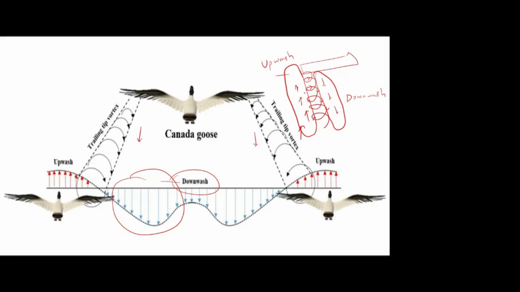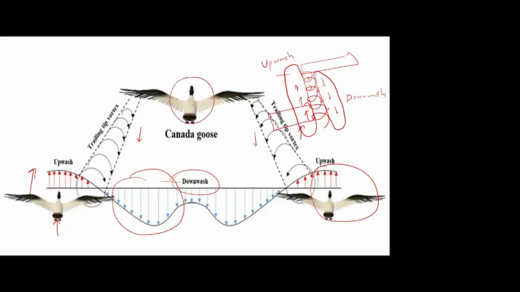Now, what happens if some other bird is flying in this upwash region? That bird will get the additional upward push. See here, this bird is flying in this upwash region, so it will get the additional push. So with less effort, it can easily get sufficient lift, so it can fly for a longer distance. On this side also, one bird is flying in this upwash region, so it is getting an additional push in the upward direction. So the migrating birds mostly form this V and inverted V formation, so that the total flock can go for a longer distance.